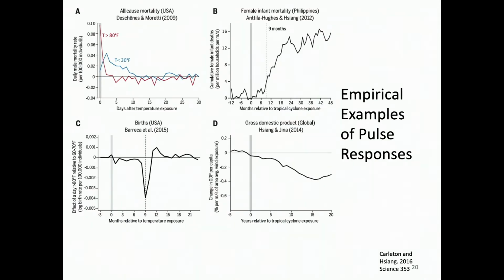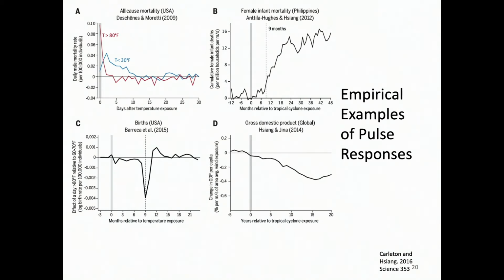I'll show you how this works in a minute, but these are examples of empirically estimated pulse response functions. Probably the single easiest one to understand is this one down here. Effects of a day greater than 80 degrees Fahrenheit relative to 60 to 70 degrees Fahrenheit in the United States. And this is months after the temperature exposure. And this is the birth rate and the birth rate anomaly.